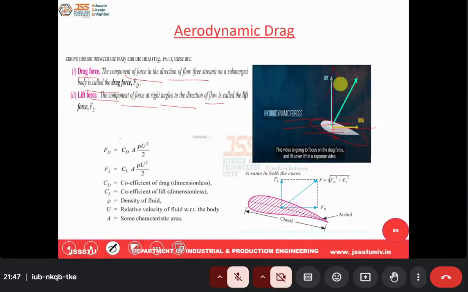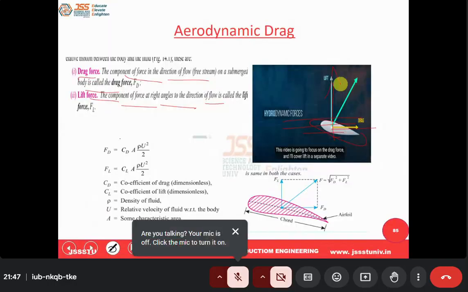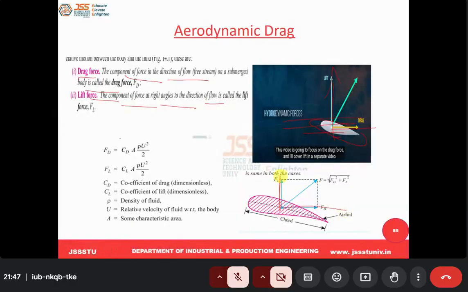Now this lift force mainly helps to increase the lifting action. That is the main thing here. So now the drag force is here and the lift force is here. With respect to these, there is one more force, called the resultant force, and that resultant force will be the square root of Fd square plus Fl square.